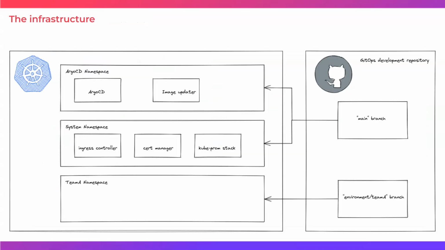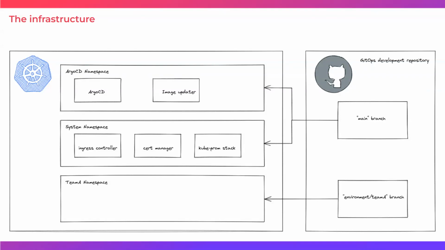So basically, what we imagined was to have a repository representing all the environments. The idea was to have on the main branch the deployment of everything that would be common between the different environments. So basically, Argo CD, Image Updater, I will come back to that later, and what we would have in the system namespace. So it's really classic stuff: an ingress controller, cert-manager, Prometheus stack, etc.